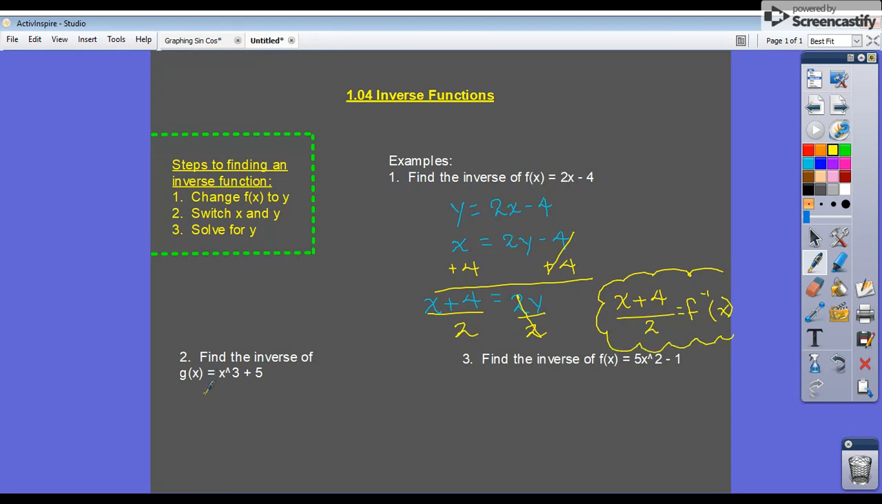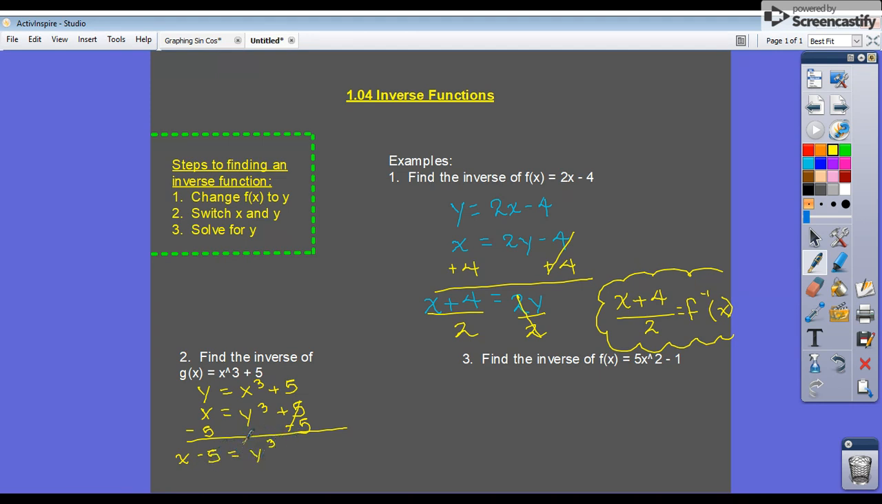So same thing here for number 2. You're going to change the g of x to y. And second step, you're going to switch the x and y. So x equals y to the third plus 5. The goal here now is to get y by itself. So we always isolate by getting rid of adding and subtracting first. I'm going to subtract 5 on both sides. And this will give me x minus 5 equals y to the third power.